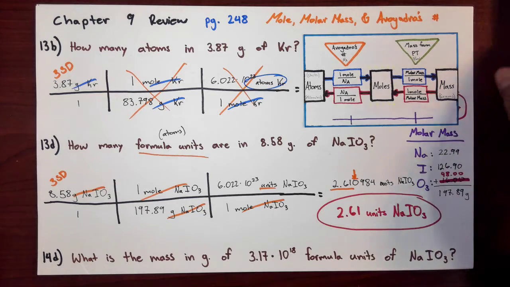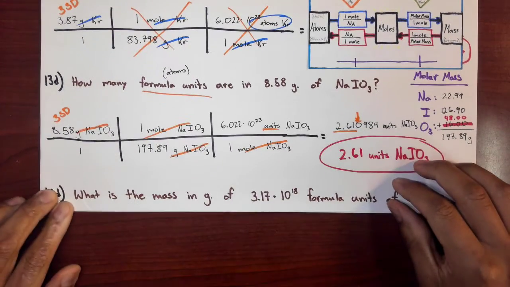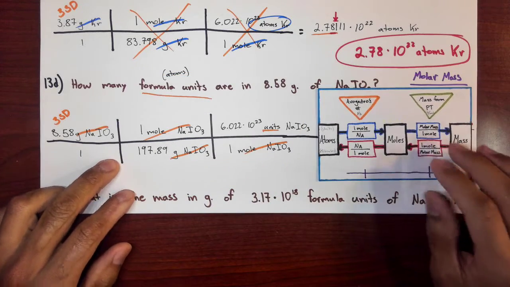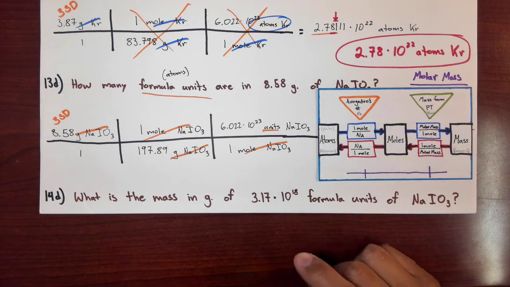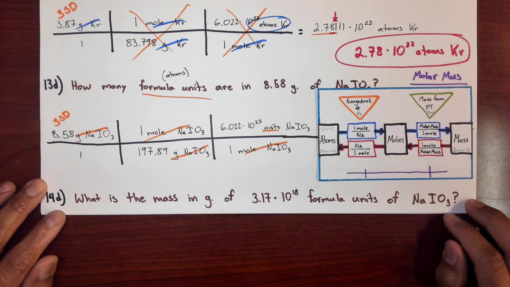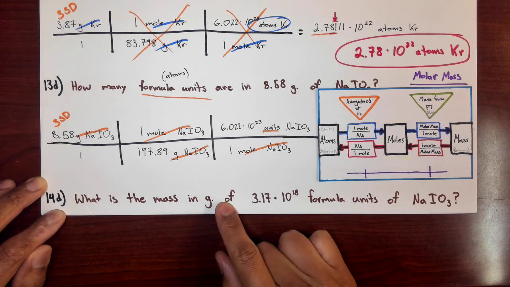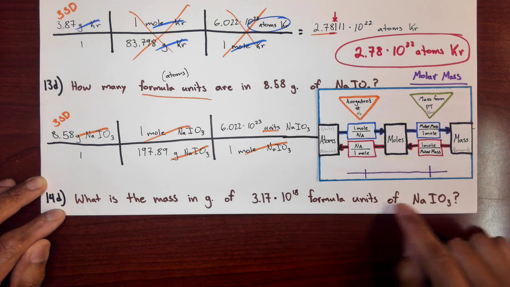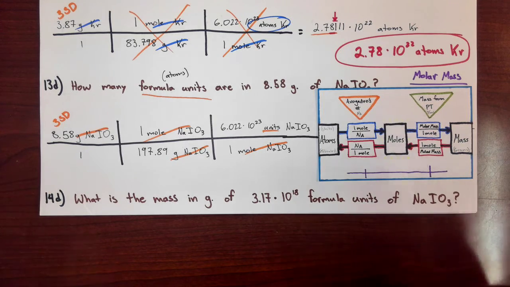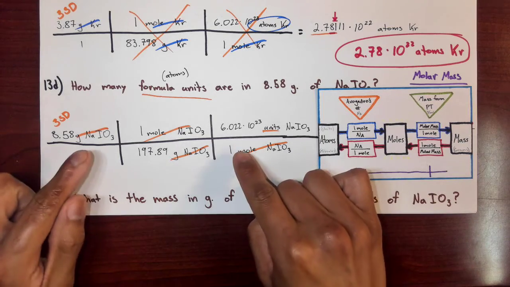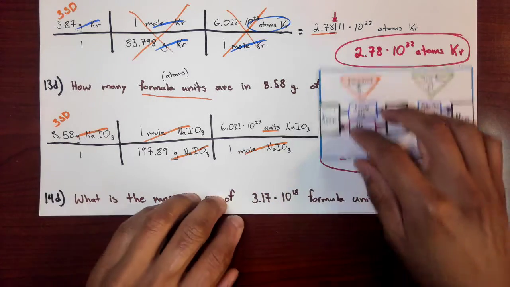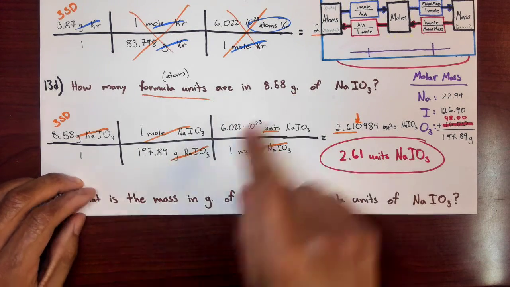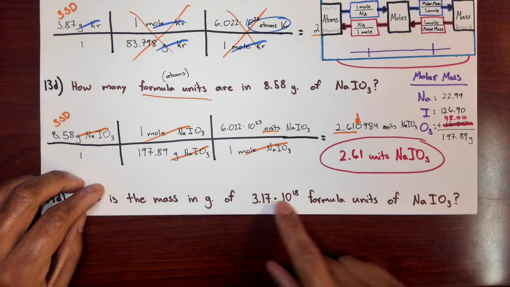Now number 14, letter D. I'm going to move this up. I want you guys to work on this one on your own, but I am going to give you the answer. All it's asking is, what is the mass in grams of 3.17 times 10 to the 18th formula units of sodium iodide? This is basically the same exact problem that we just did, just flipped. Over here, how many formula units are in grams? Here, how many grams are in formula units?